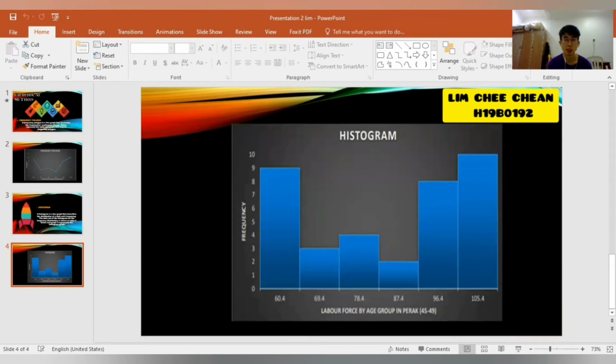This is the histogram graph of the variable for the group in Perak from 45 till 49. It comes down, then maintains, then increases again from 60.4 until 105.4.